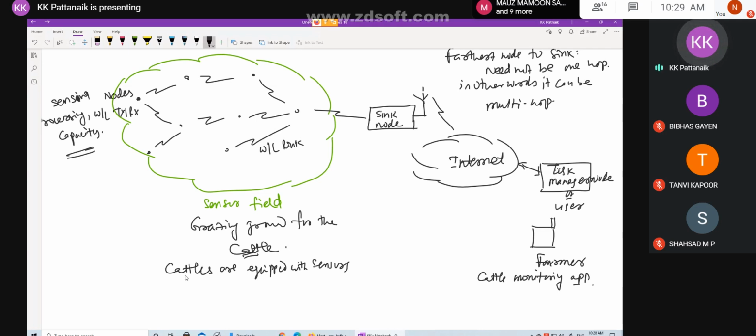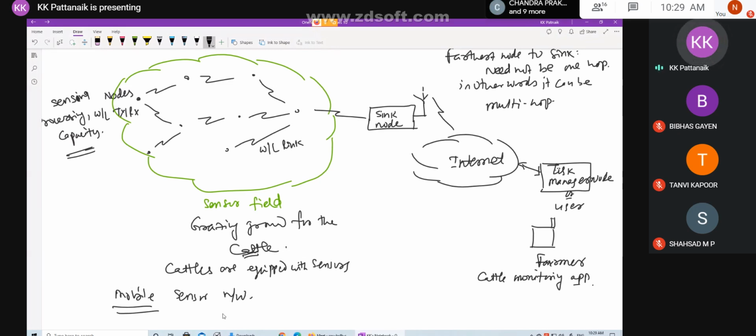In this case, the cattle are moving, so this leads to a mobile wireless sensor network, because the cattle will be moving from one point to another. So the sensors tied to their body, embedded sensors or invasive sensors or non-invasive sensors, will also be moving as per their movement. So we can call it a mobile sensor network, right?